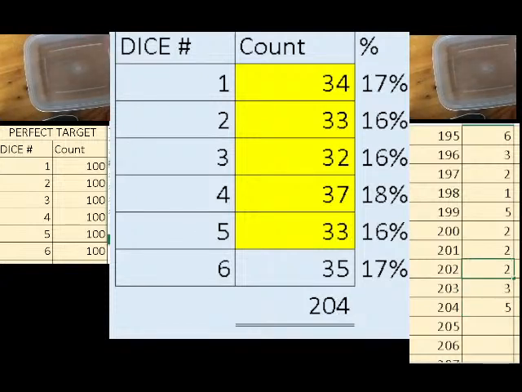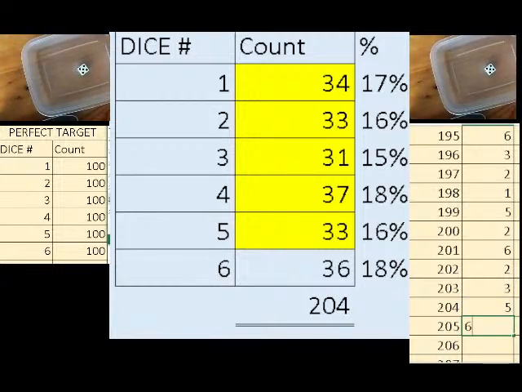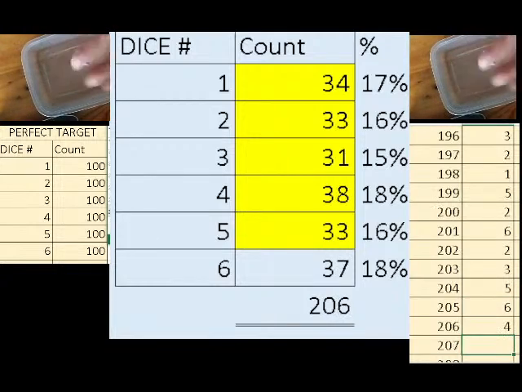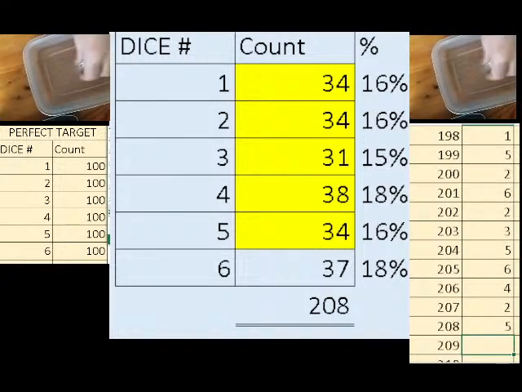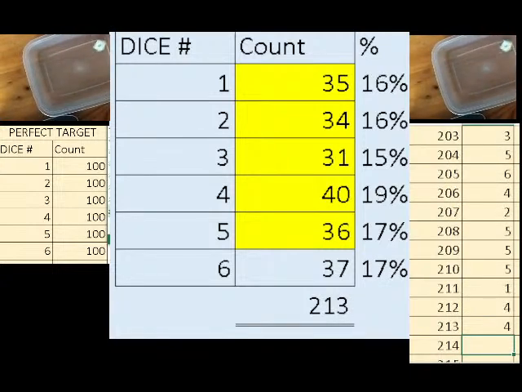Oops, that was a 5. Sorry about that one. That was a 5. Another 5. 1, 4, 4. Come on, 3s.